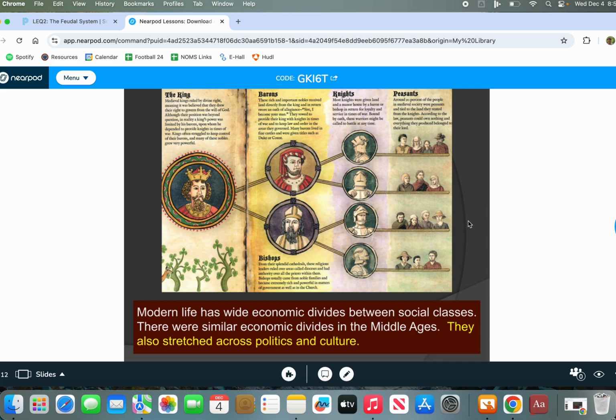Okay? So, yesterday or 2 days ago, you should have learned about this. The king is always at top. Then it's barons and the bishops. Those are the two that are kind of the second in line. Then you have knights, then you have peasants. Okay? If I ask you a question right now, what do you think this looks like?